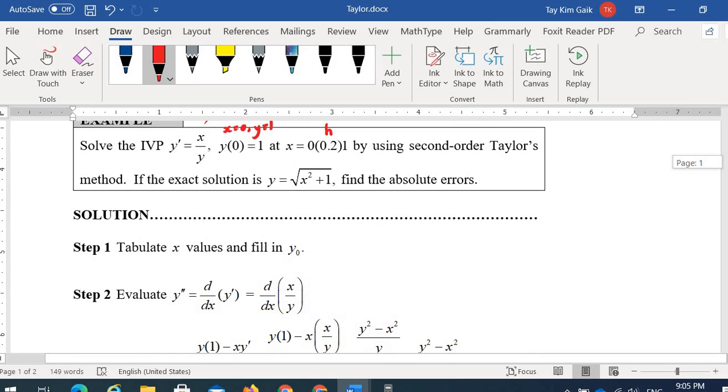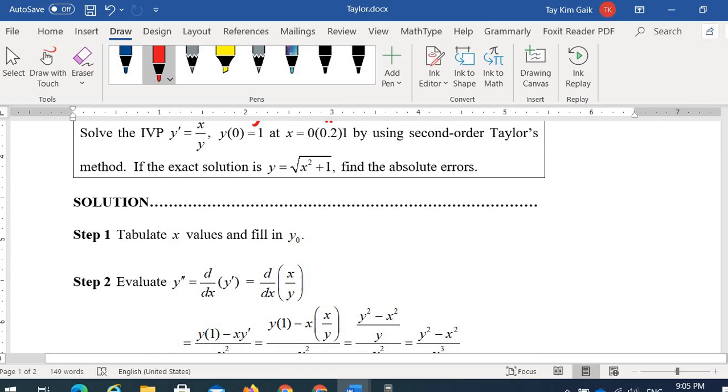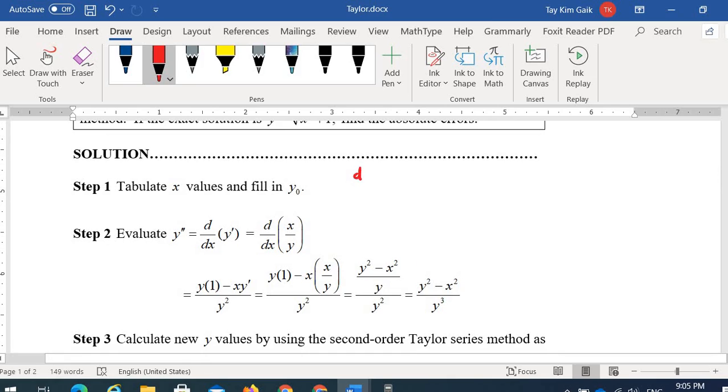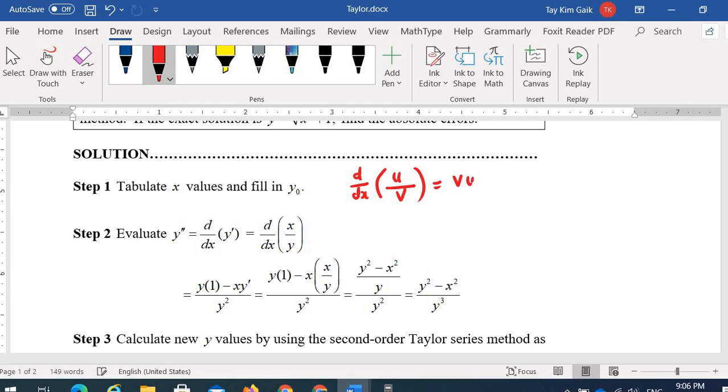So second step, to get the y double prime, you take d/dx of y prime, where y prime is x over y. We differentiate the quotient function. Remember, this is in the form of u over v, so the derivative is (v u prime minus u v prime) divided by v squared, where v is y, u is x, so v prime will be y prime and u prime will be 1. So we have y times 1 minus x y prime, divided by v squared, which is y squared.